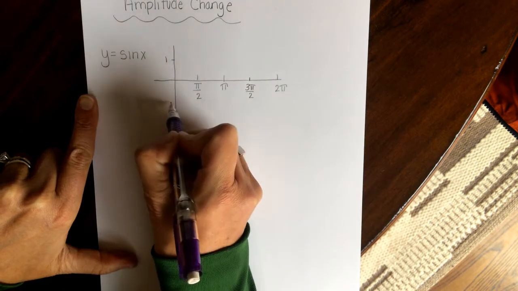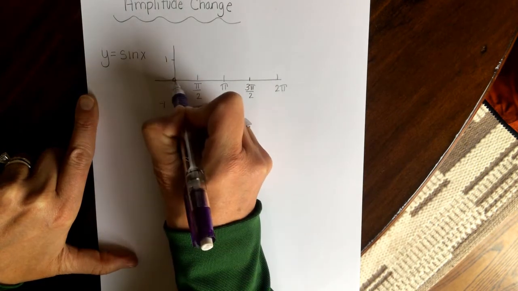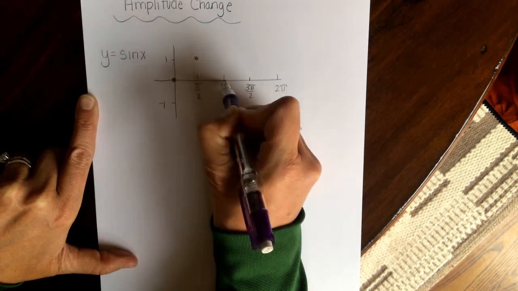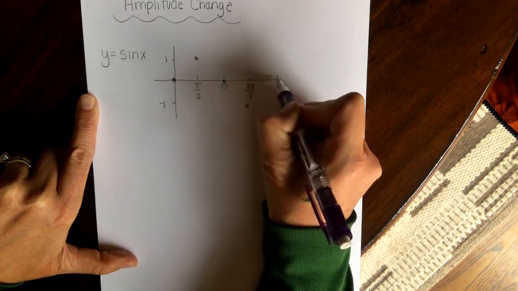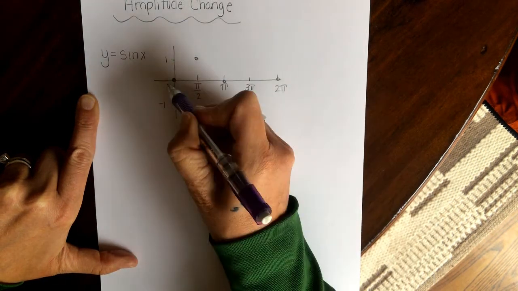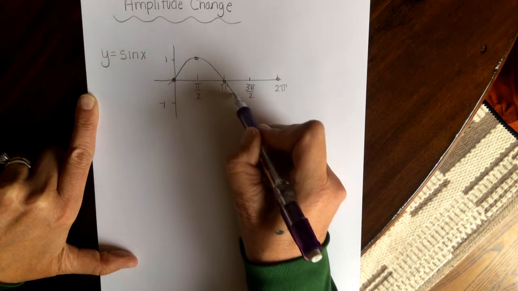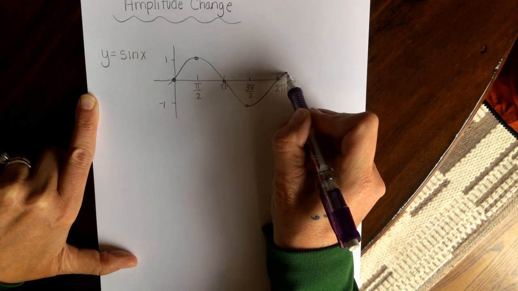Sine starts at the midline, goes high, midline, goes low, and goes back to the midline. So here is my parent function.